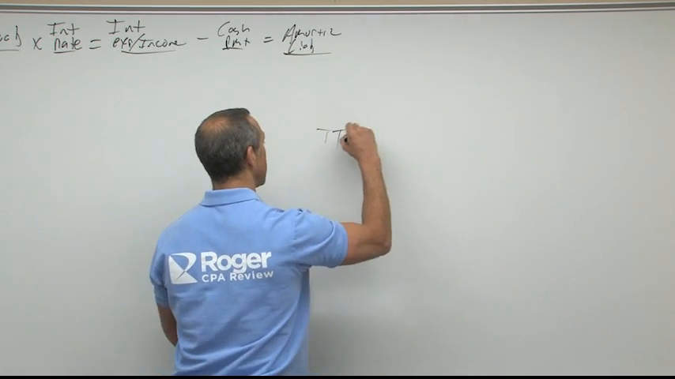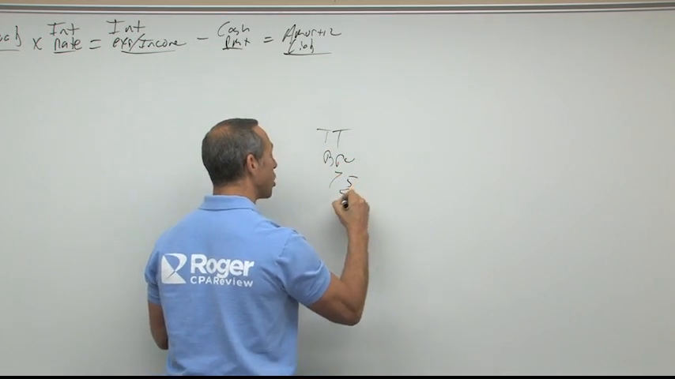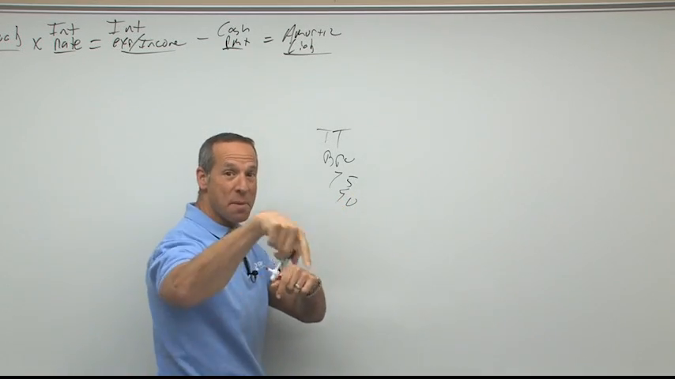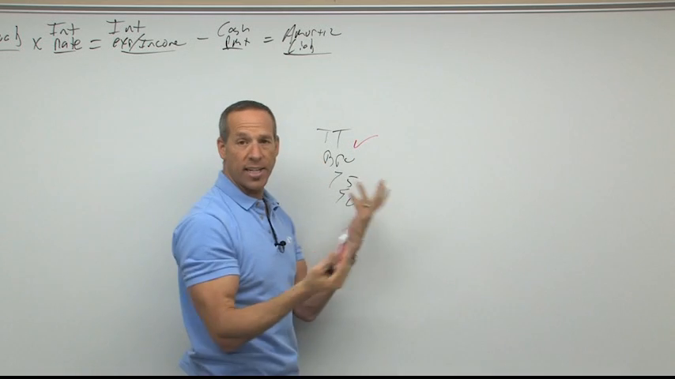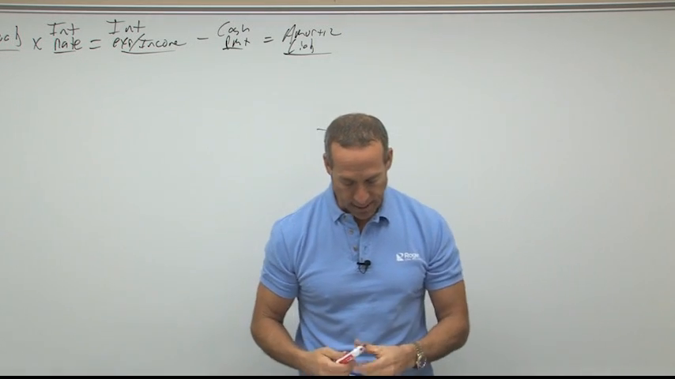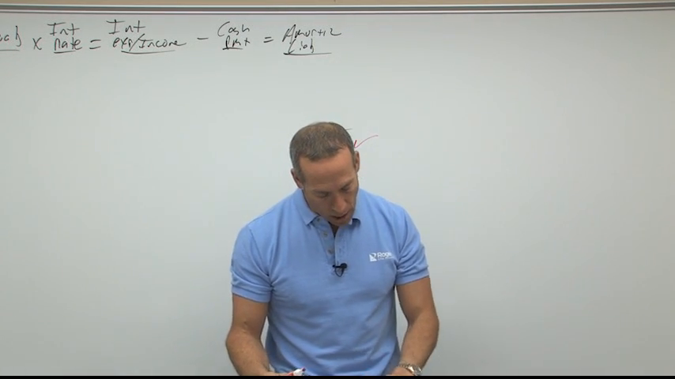So let's review. What is it? TT, BPO, 75 or 90. TT, BPO, 75 or a little dancing. So what is it? TT, title transfers. Sounds like a capital lease. Title transfers. The lease is non-cancelable.